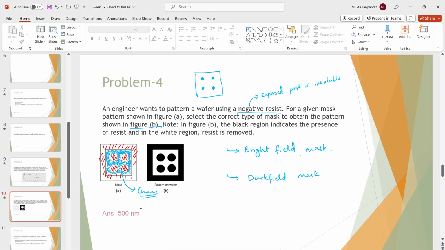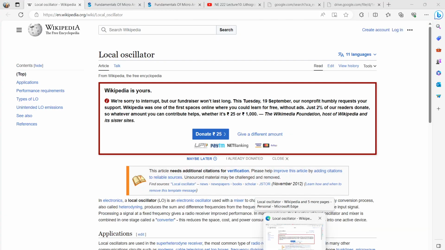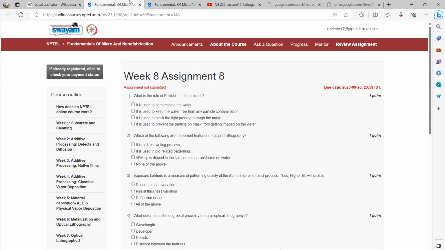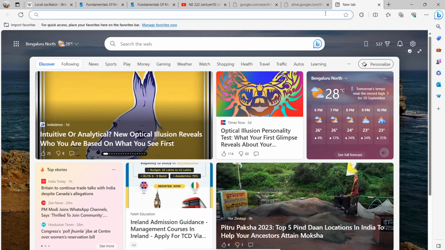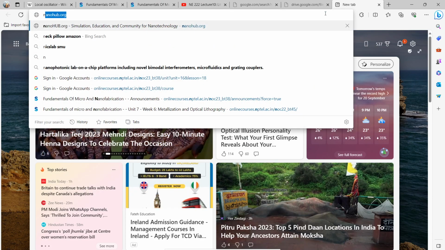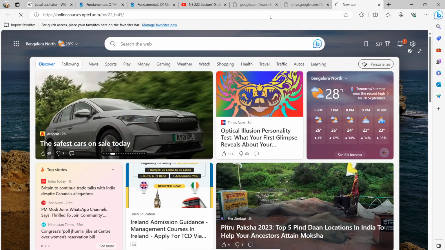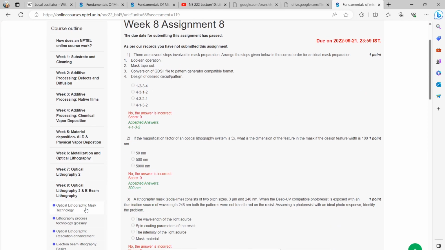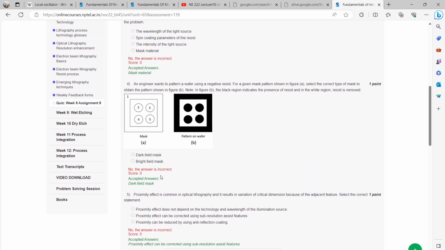Let me just check the answer for this. Sorry, I'm always confused between bright field and dark field, so I think it's better if we check. So it's dark field.